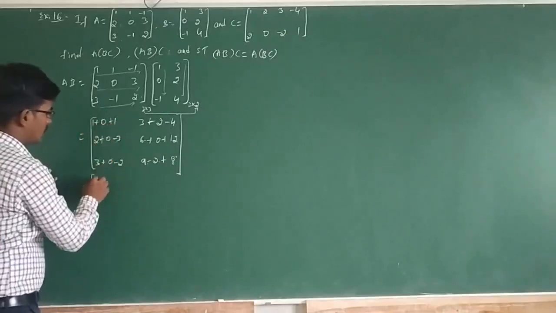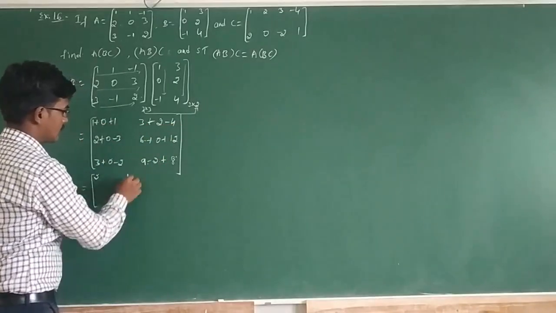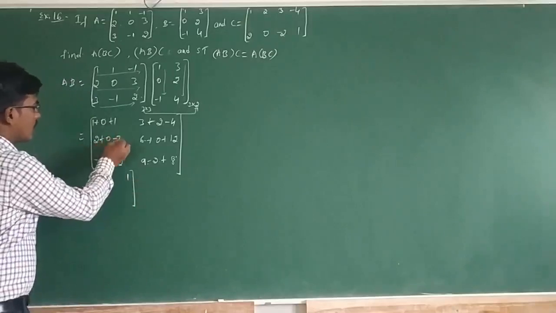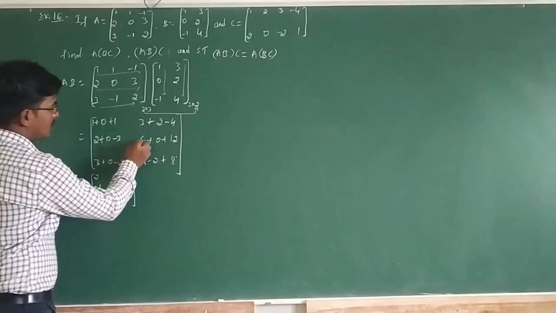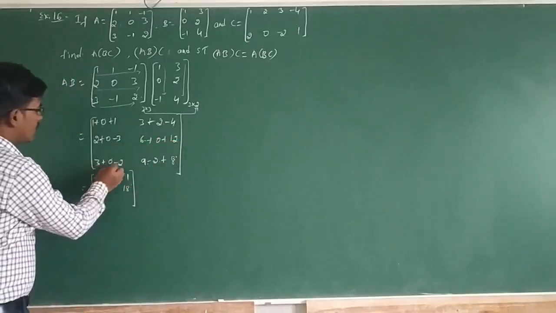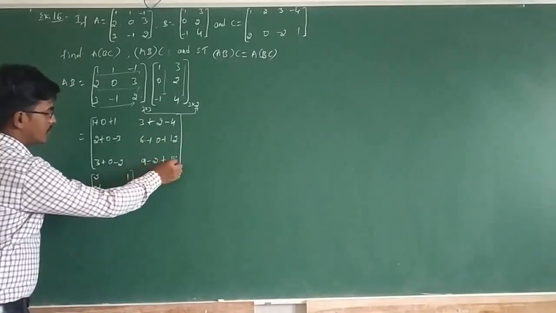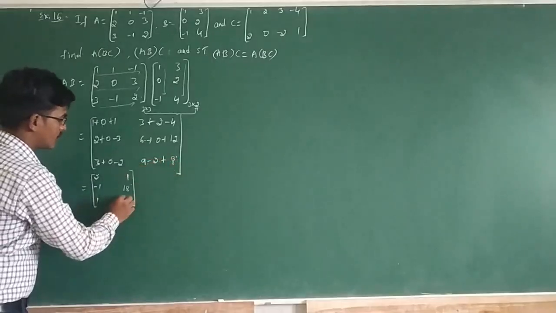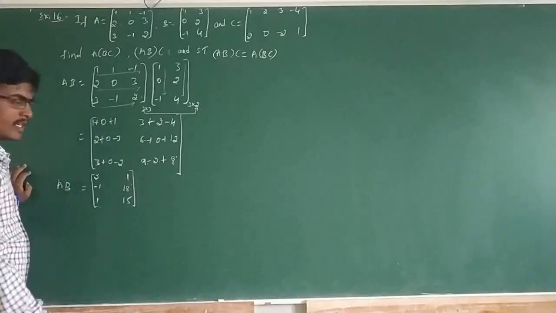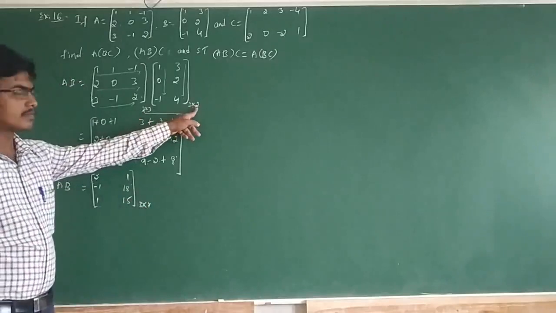So this is equal to 1 plus 1 is 2, 3 plus 2 is 5, 5 minus 4 is 1. Next, 2 plus 0 is 2, 2 minus 3 is minus 1, 6 plus 12 is 18. Next, 3 minus 2 is 1, 9 minus 9 plus 8 is 8, 17, 17 minus 2 is 15. We get 8. What is the order of this matrix? It's 3 by 2.